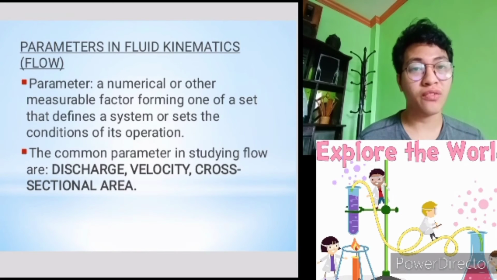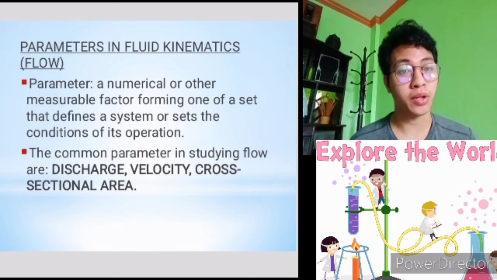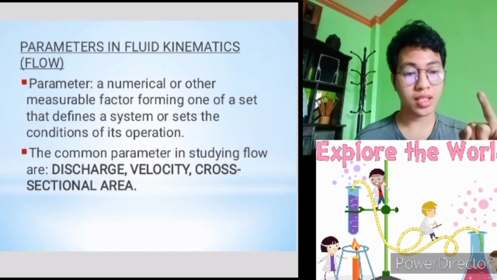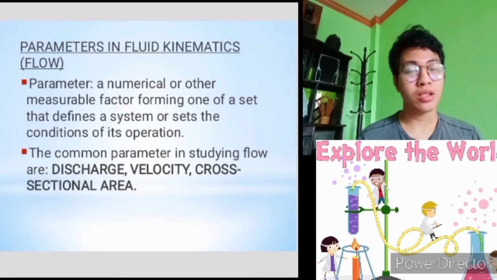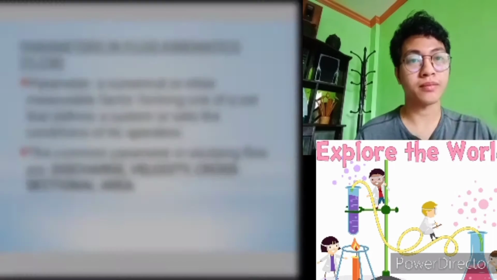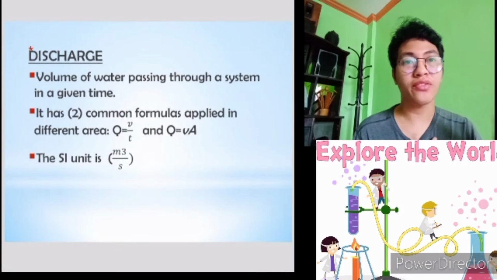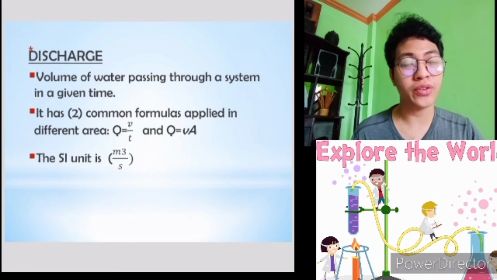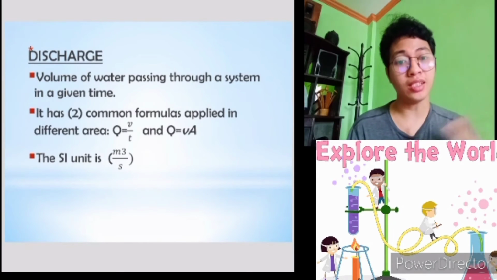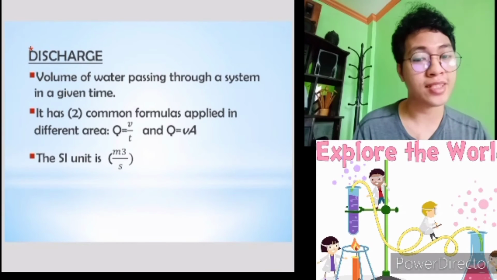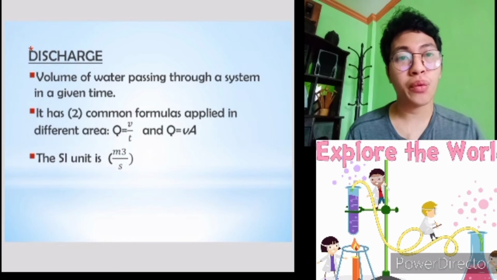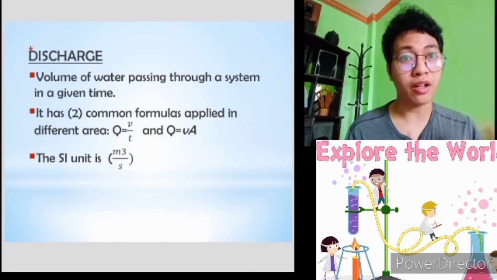So, for example, in fluid kinematics, specifically the flow, it has different parameters. These are the discharge, velocity, and cross-sectional area. So, those parameters affect the whole flow of the fluid. So, the first parameter in flow in fluid kinematics is what we call discharge. When we say discharge, it is the volume of water passing through a system in a given time. So, ang ibig sabihin daw nun, ito daw yung amount ng water na dumadaan every second or every minute.